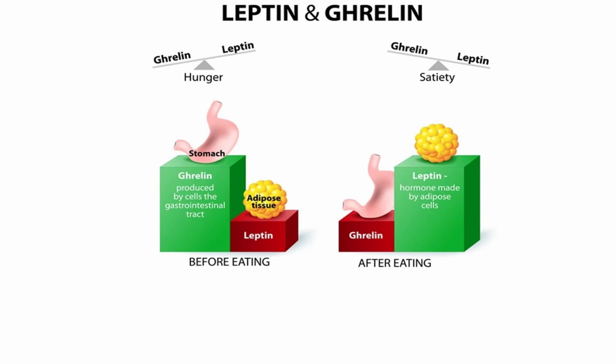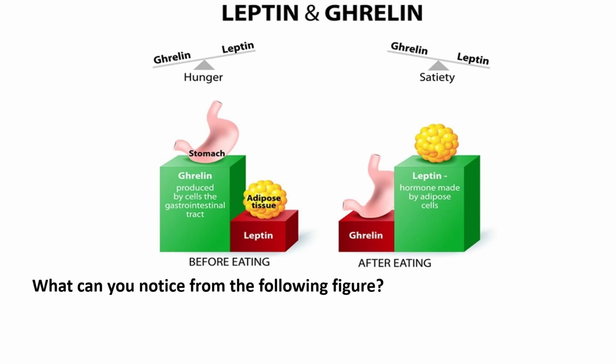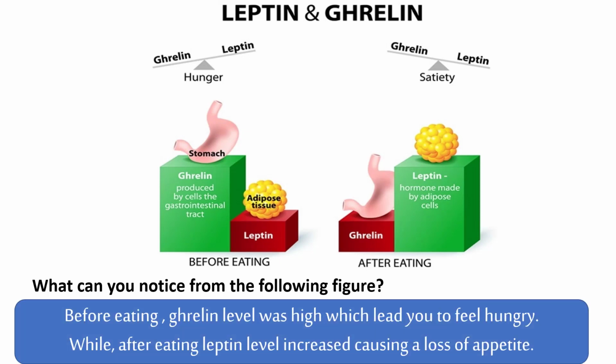Now, let's study this figure. This figure shows the levels of ghrelin and leptin before and after eating. Study this figure and answer the following question. What can you notice from the following figure? If you look at this figure, you will find that before eating, ghrelin level was high, which leads you to feel hungry, while after eating, leptin level increased, causing a loss of appetite.